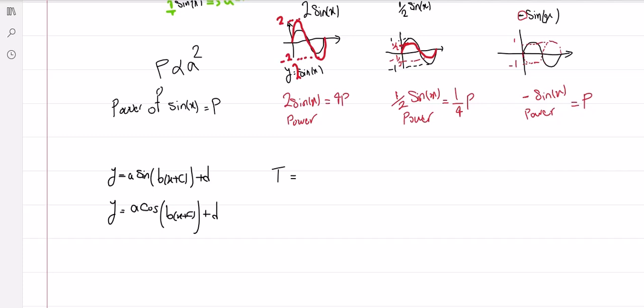So if you want to calculate T based off the formula, you would use this formula, which is equal to 2 pi over the absolute value of b. And b in here is the coefficient of x. So if you find the coefficient of x and you take the absolute value of b and put it in here, you can get the period of the functions. Now let's look at the graph of sine and cosine.